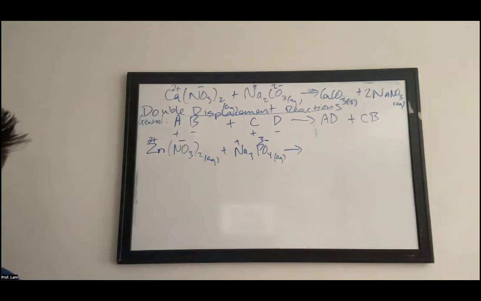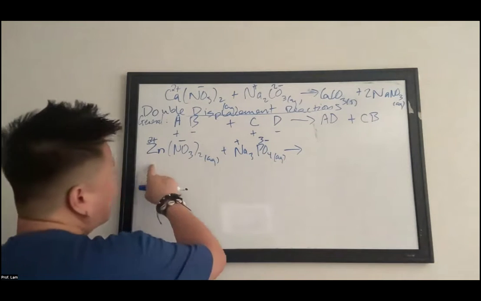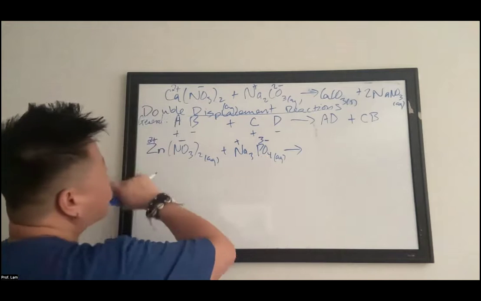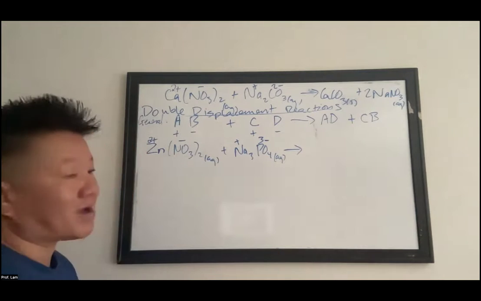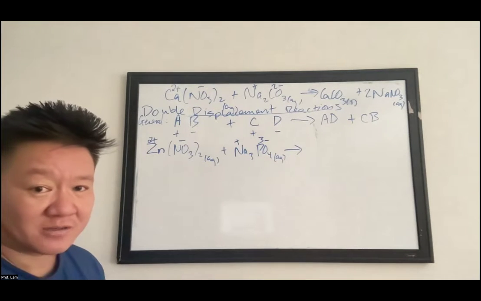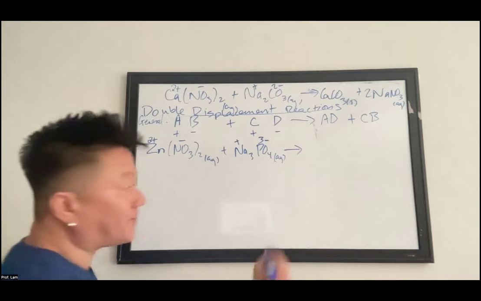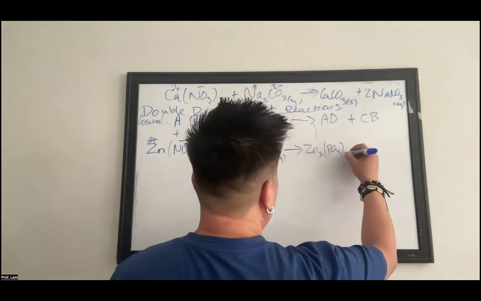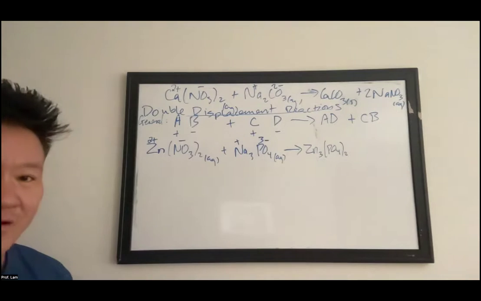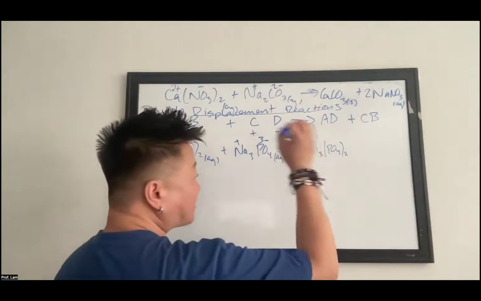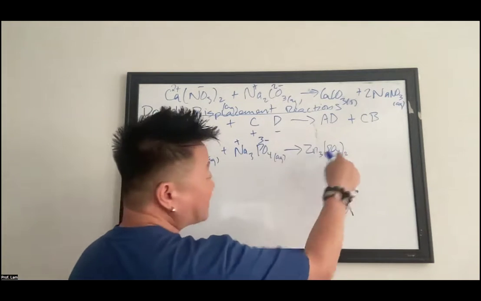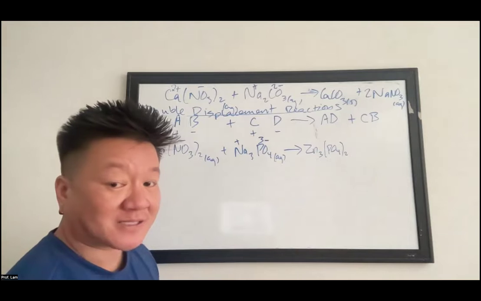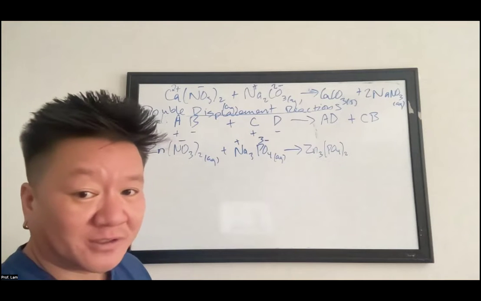because now you know that zinc has to go with the phosphate. Well, zinc is 2 plus, but phosphate's 3 minus. So how many do you have to put together to get a neutral ionic compound? Zn3(PO4)2. Because 2 plus times 3 is 6 plus, and 3 minus times 2 is 6 minus. 6 plus and 6 minus makes it neutral.